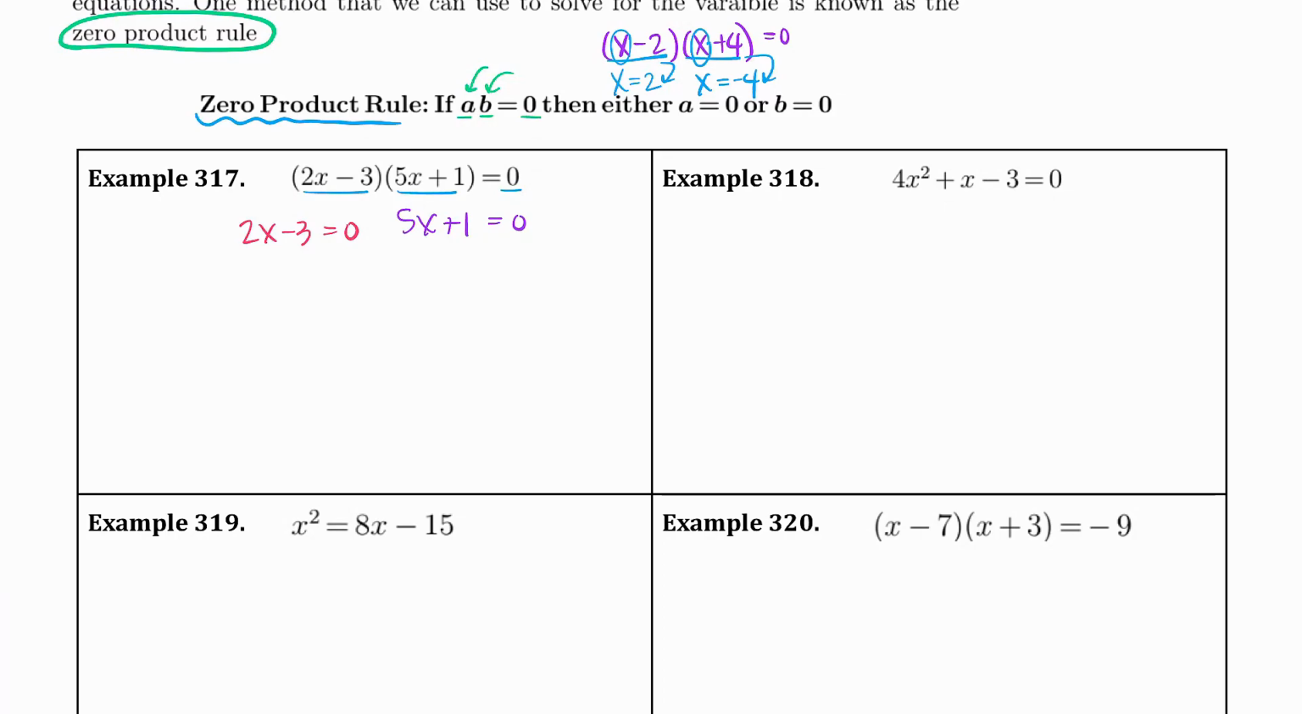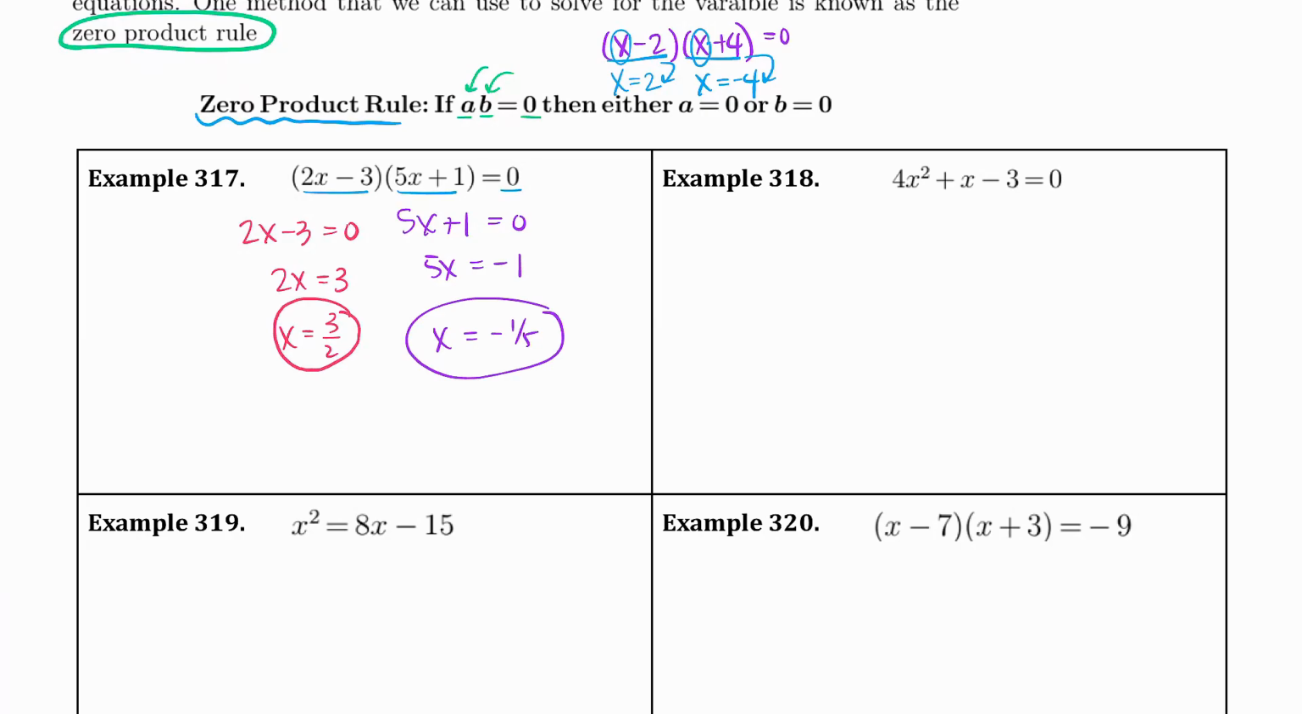So if we solve each equation, if I add 3, I get 2x equals 3. If I divide by 2, I get x equals 3 halves. So one of my solutions is 3 halves. For the other one, if I subtract 1, I get 5x equals negative 1. If I divide by 5, I get x equals negative 1/5. So those are my two solutions: x equals 3 halves, x equals negative 1/5.